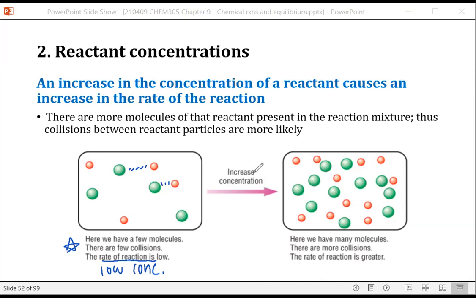But if you increase the concentration of your reactants, they're going to collide a lot more often. And because you're going to get more collisions, you're going to get a faster rate of reaction. So increasing the concentrations of your reactant is another way to increase the rate of the reaction, the speed at which a chemical reaction occurs.